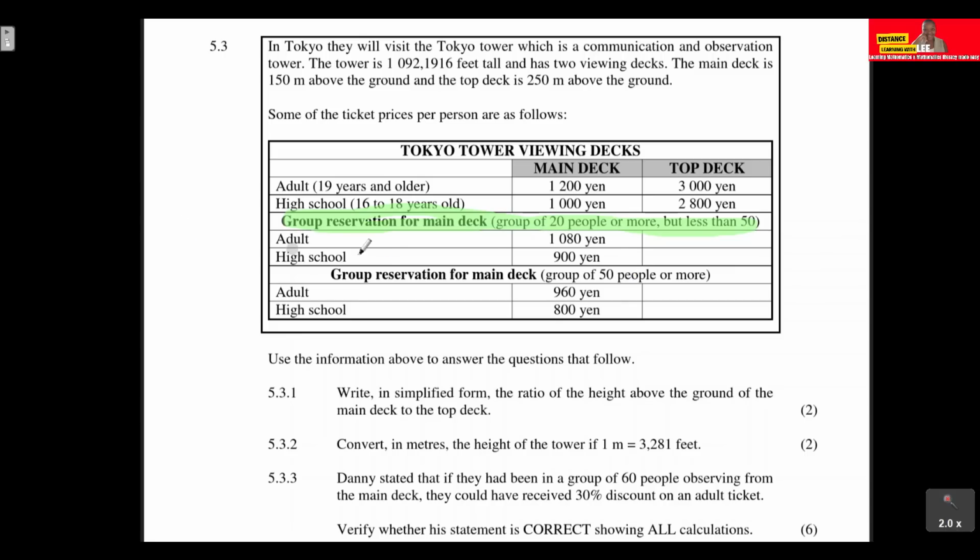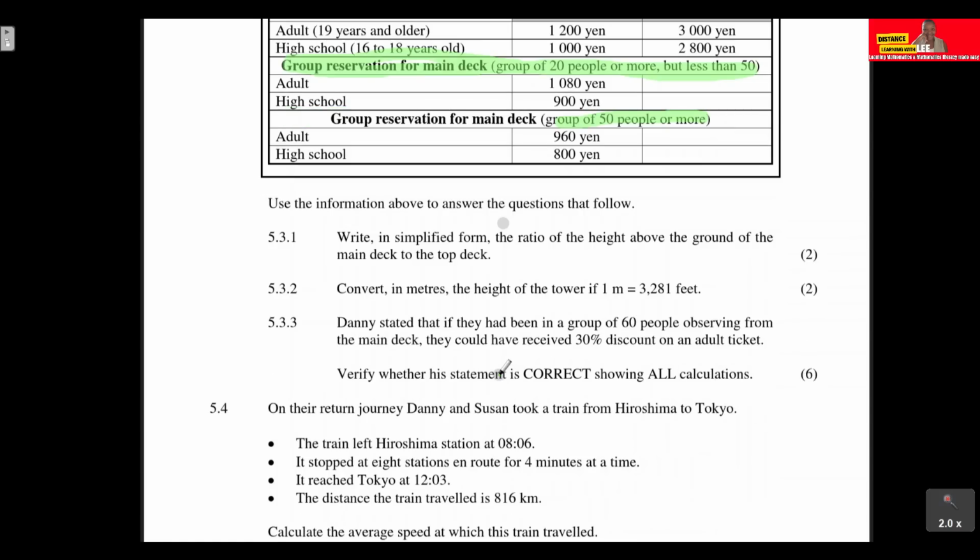We're also given information about how much you'd pay if you go as a group of 50 people or more. If you're an adult, you'd pay 960 yen. If you're a high school pupil, you'd pay 800 yen. We're going to use this information to answer the questions that are given to us here.